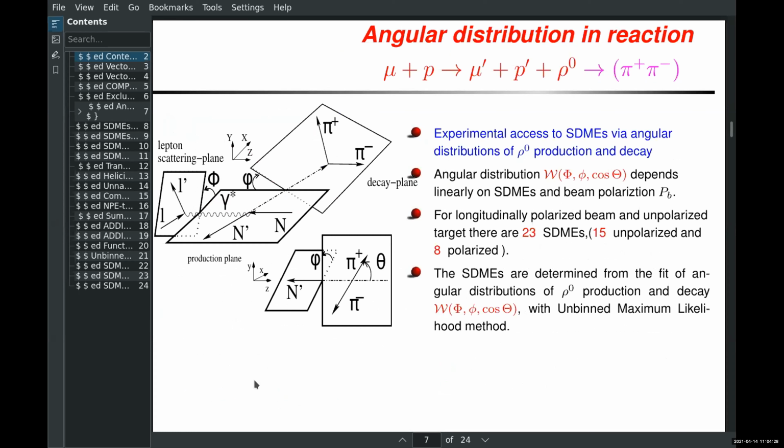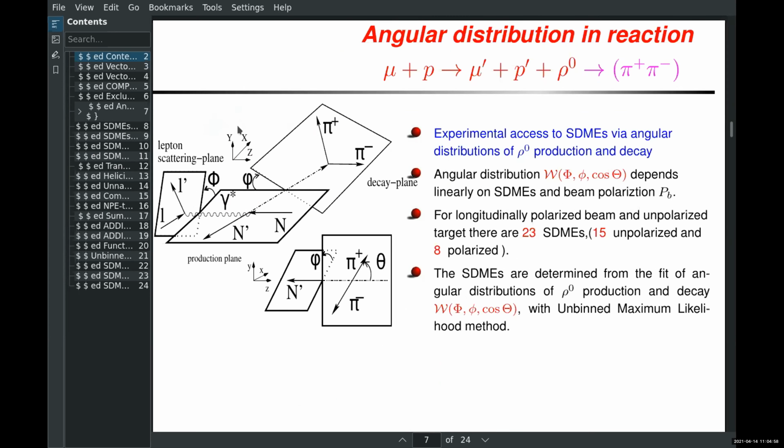So in order to have access to the SDMEs, we should determine the angular distribution in the production plane and decay. So it's necessary, classically, to determine the cosine of the angle, cosine theta, and phi.